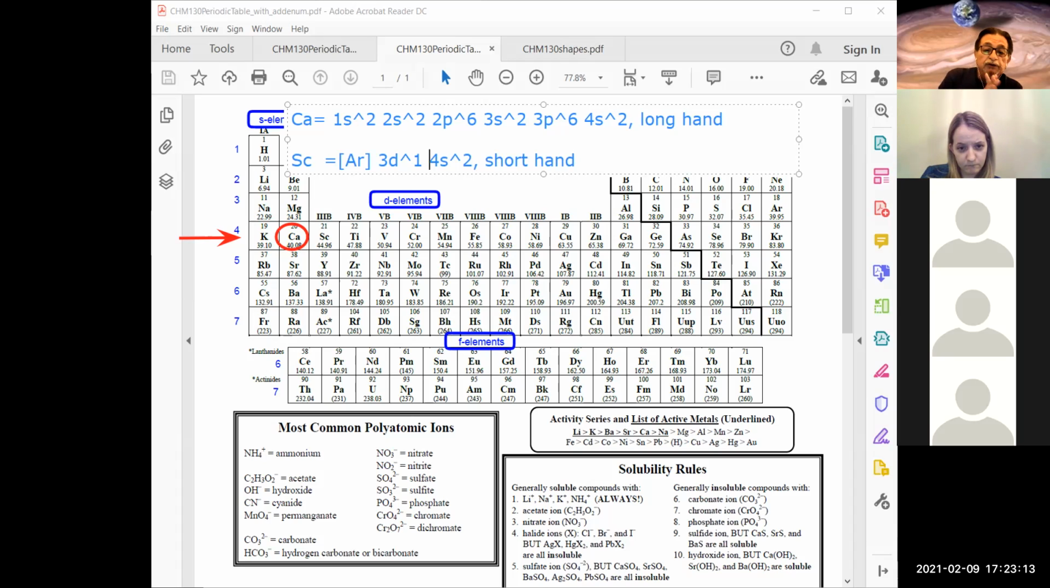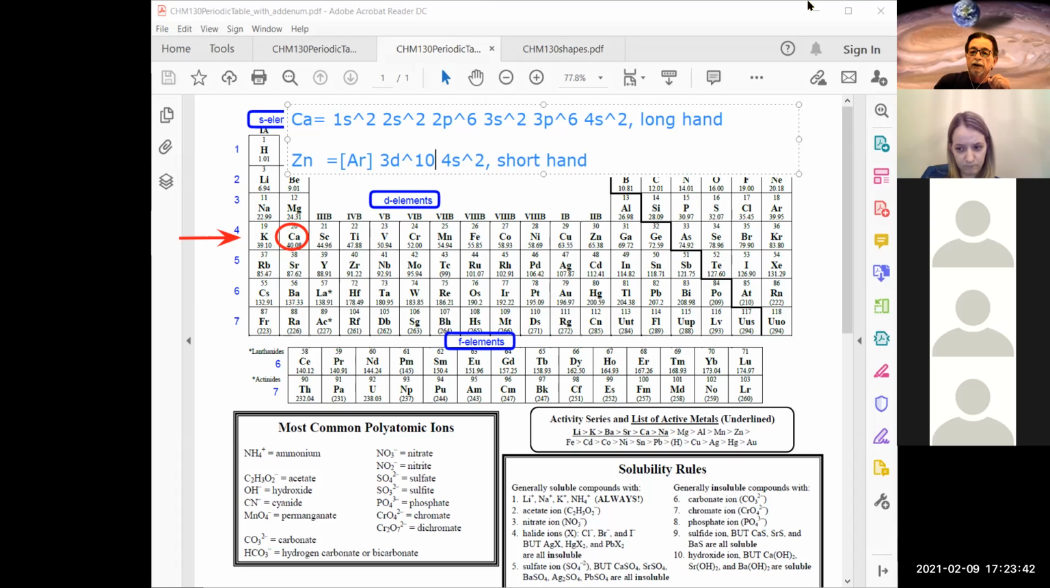And for number 22, guess what? 3D2. And if we go on all the way across, and let's say we wanted to go to zinc, which is number 30, guess what we do? There it is, 3D10. And so forth and so forth.